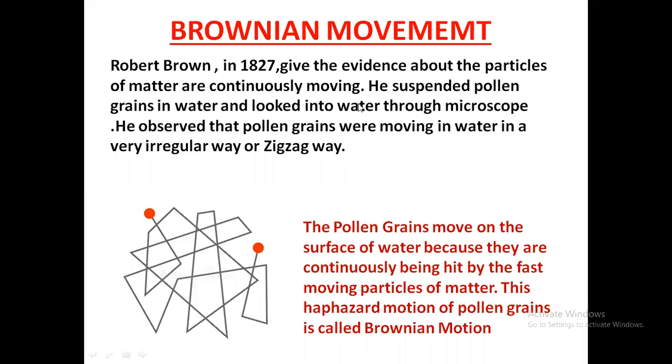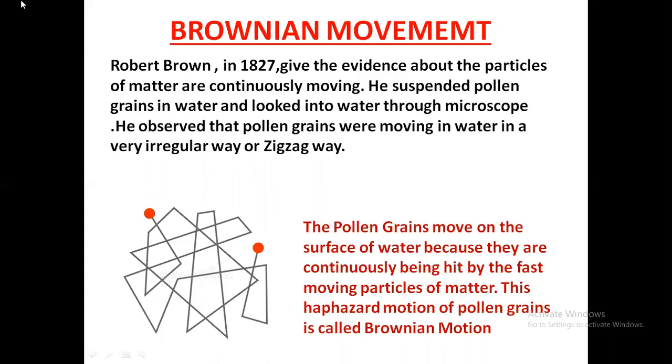Now there are two more activities which show that the particles of matter are continuously moving. The first activity is Brownian movement. So what is Brownian movement? Brownian movement gives evidence that the particles of matter are continuously moving. The best evidence for the existence and movement of particles in a liquid was first given by Robert Brown in 1827. He suspended pollen grains in water and looked at the water through a microscope. It was observed that the pollen grains were moving rapidly through the water in a very irregular, or zigzag, way.